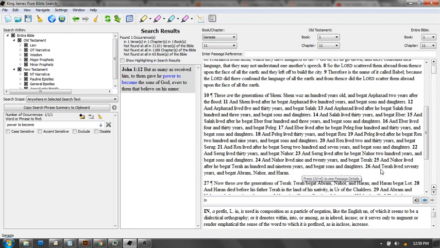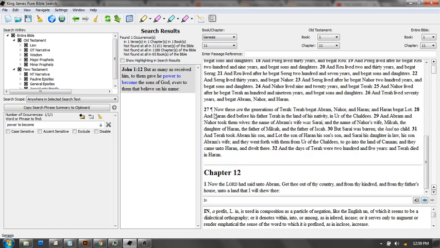Verse 26. And Terah lived what? 70 years. That was a lot at that time to wait till that point. 70 years, and begets who? Abram, Nahor, and Haran. Haran being the father of Lot, Abraham's nephew. Okay? Verse 27. Now these are the generations of Terah.